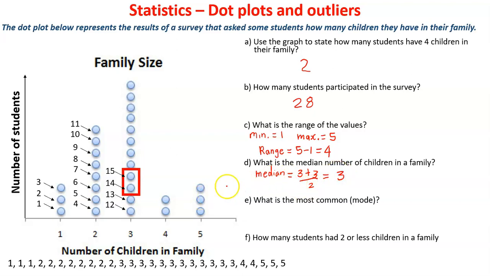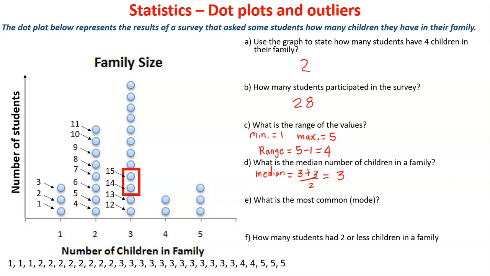Now, the reason why I showed it to you: if your median happens to be 2 values and they're in the same column, we don't actually need to do the addition because it's always going to be the same value. In this case, it was between 3 and 3, so it's going to be 3. So our median is 3 children in a family.